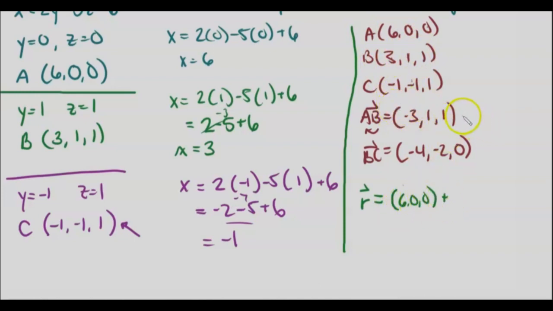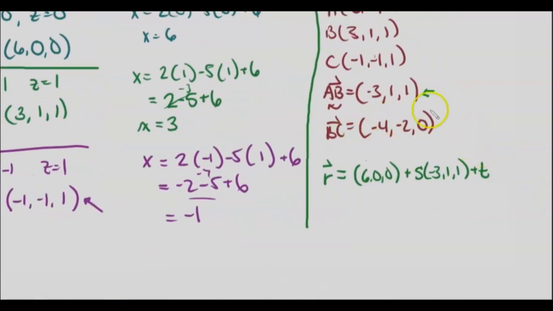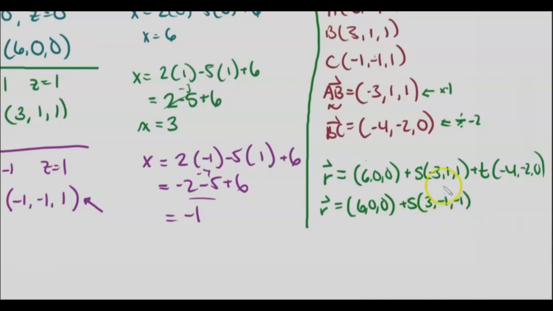Okay, plus parameter s times negative 3, 1, 1, plus parameter t times the next direction vector, negative 4, negative 2, 0. Okay, so with general direction vectors, we could have multiplied that by negative 1, and we could have divided this by negative 2 and got it a little bit smaller. At the end of the day, it doesn't matter. But if we did, because it is nice for simplest form, we would have just had 3, negative 1.